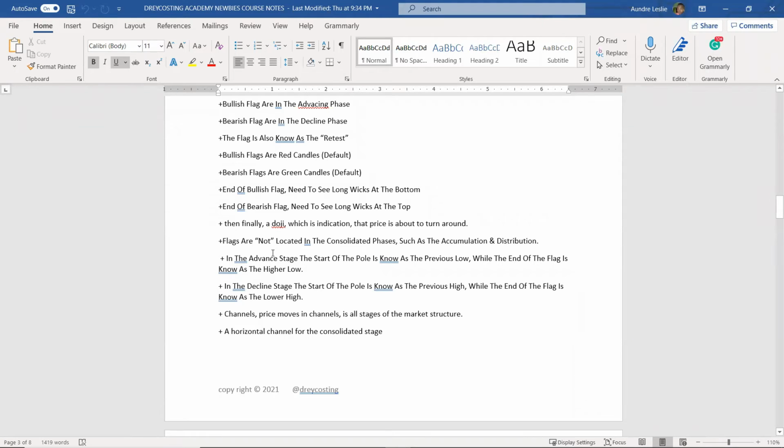So LJ, I said at the final stage, after seeing the wick, the last thing you want to see is the doji for the terminal, right?